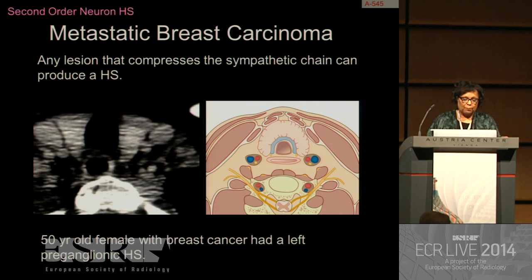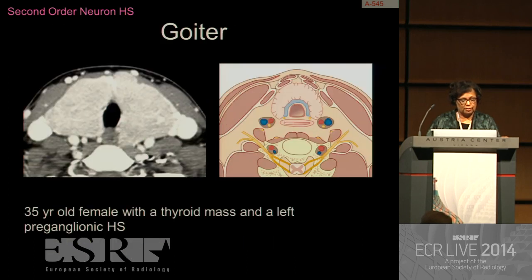Any lesion that compresses the sympathetic chain can produce a Horner syndrome, and that was the case in this 50-year-old female with breast cancer who had a preganglionic Horner syndrome. Here's a mass, and you can see that that mass is engulfing the prevertebral muscles right in the area where the sympathetic chain is located.